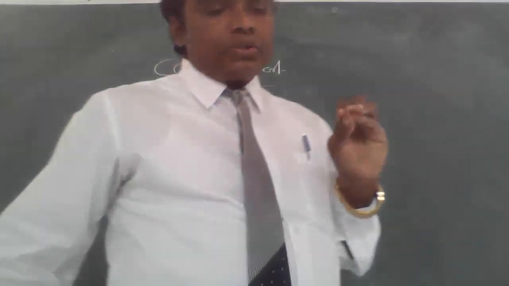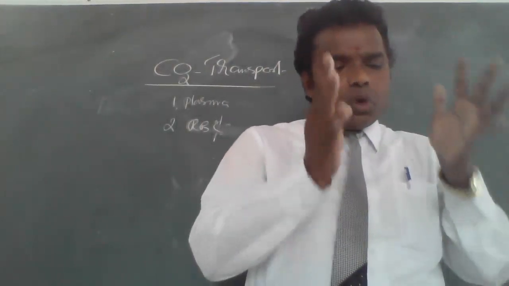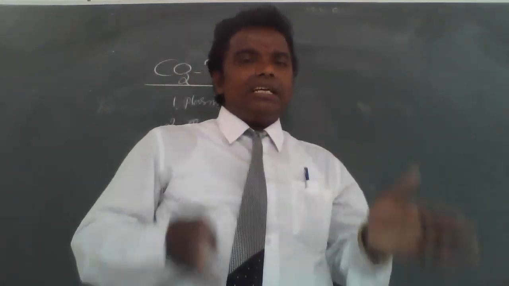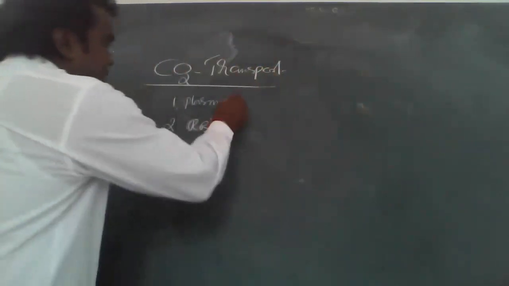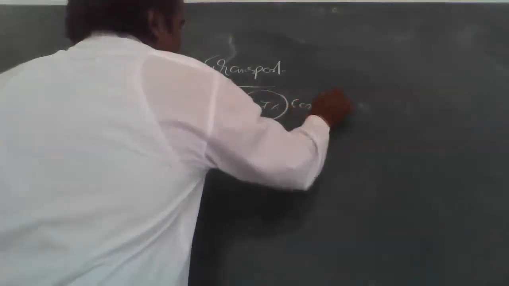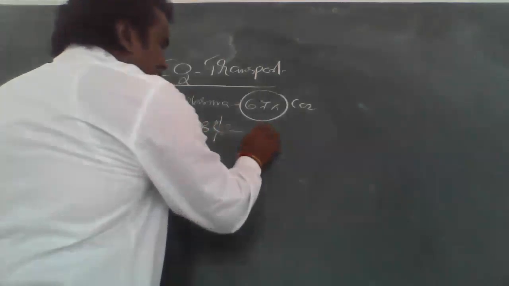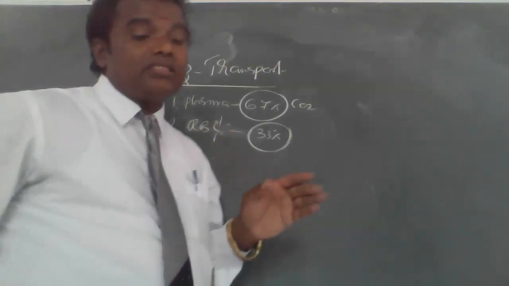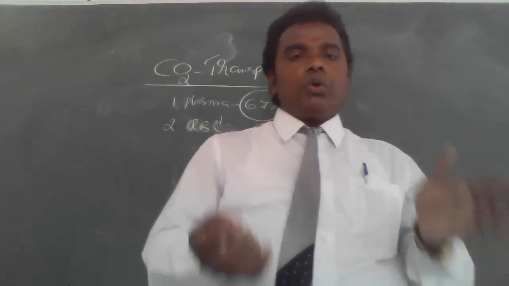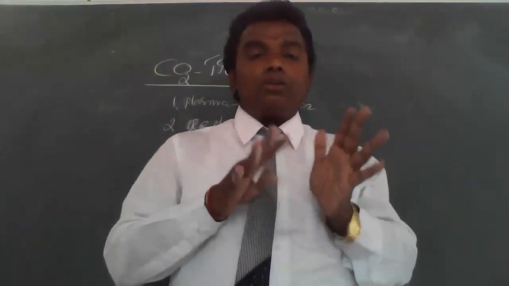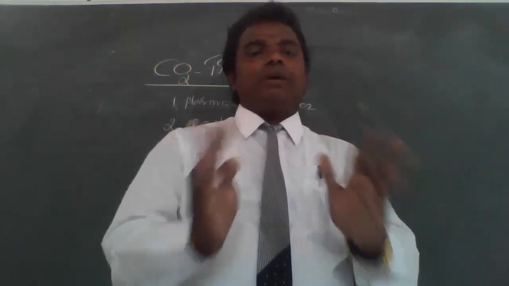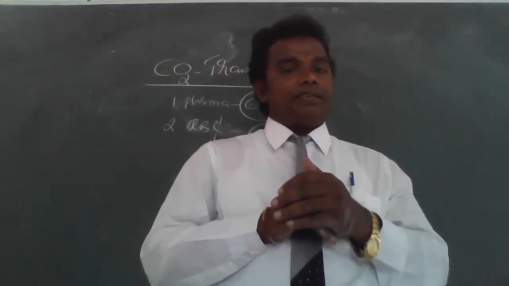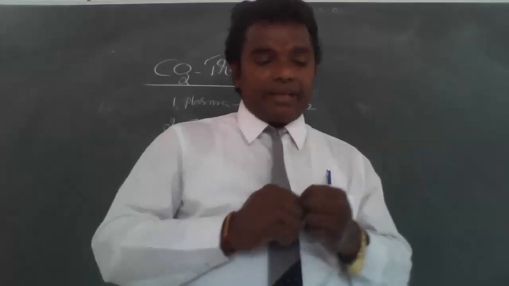That is very, very important. Remember one thing: about 67% of CO2 is carried by plasma. How much percentage? 67%. And the remaining 33% of carbon dioxide is transported by the RBC. So 67% of carbon dioxide is transported through plasma, and the remaining 33% by the RBC. Very good. This is very, very important.